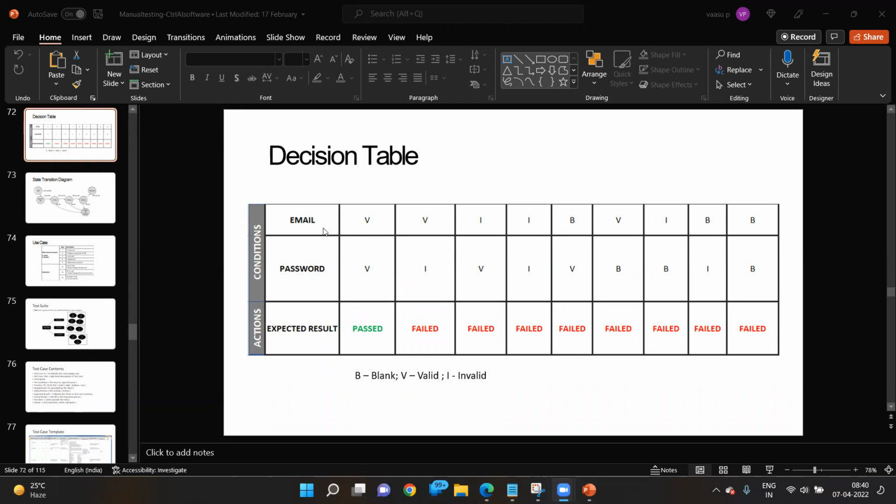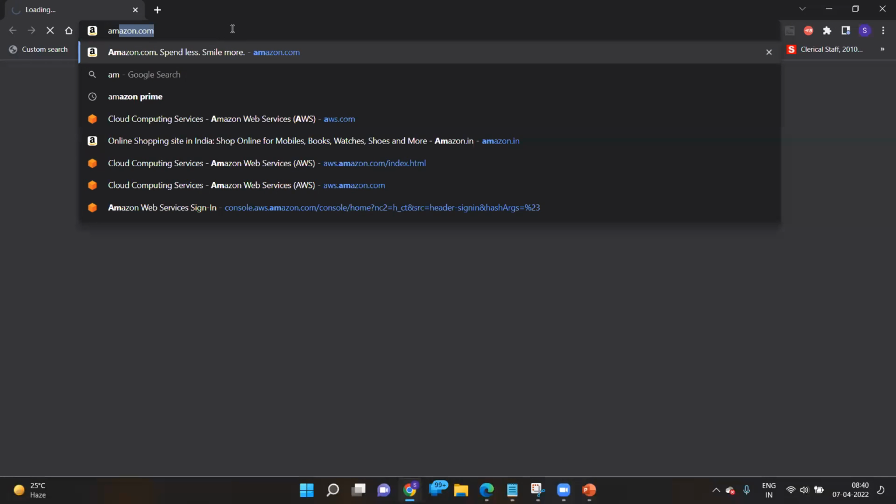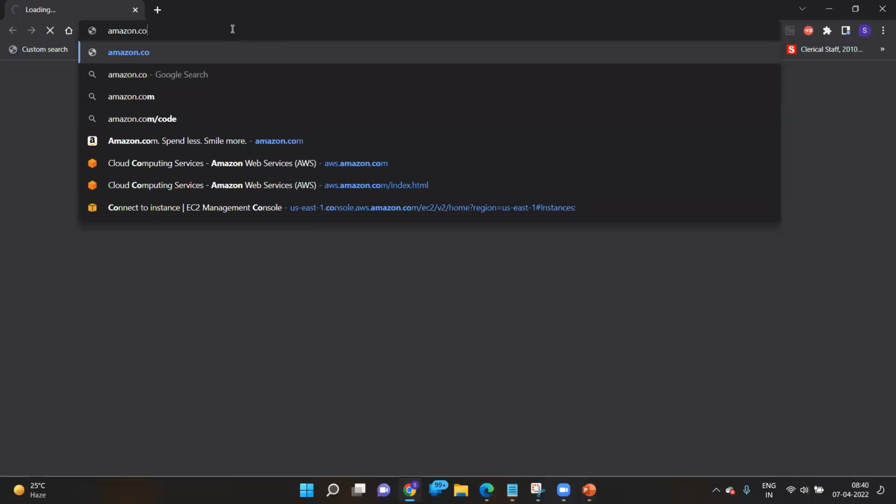Here, enter a valid email ID and valid password. Then our test case is passed. Then in the second iteration, we enter an invalid email ID and an invalid password. If you take Amazon.com as a portal, I think the India domain is Amazon.in.